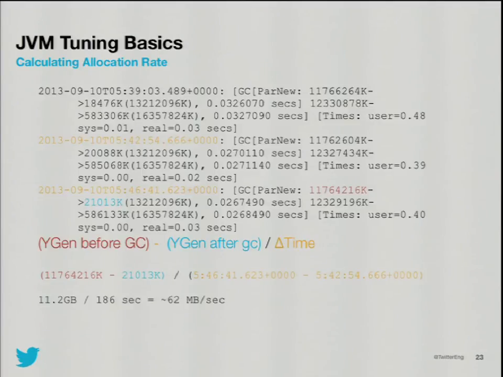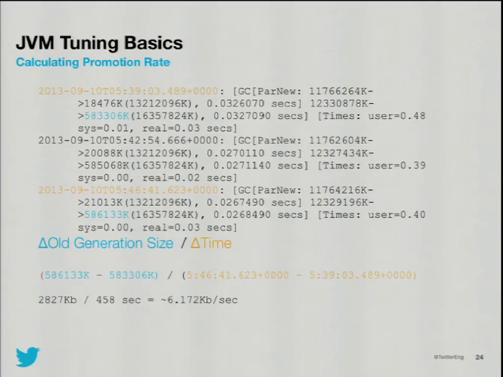Okay, so this is calculating allocation rate. As I mentioned before, understanding what your allocation rate is going to be is important. The value listed in red is the size of the young generation before the garbage collection, and the value listed in blue is the size of the young generation after that garbage collection. The two yellow values are the time spent between the garbage collection events, and that boils down to an allocation rate of 62 megabytes a second for this application. So that is allocation rate.